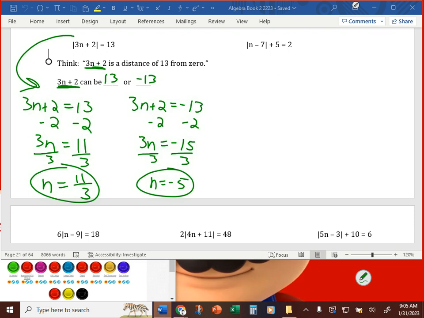Again, notice these are definitely not opposites. They're not even close, right? But if you plug them in, you'll see that they work. If we plug in negative 5 for n, we have the absolute value of 3 times negative 5 plus 2, or the absolute value of negative 15 plus 2, which is the absolute value of negative 13. And the absolute value of negative 13 is 13. That's 13 away from 0. It works.